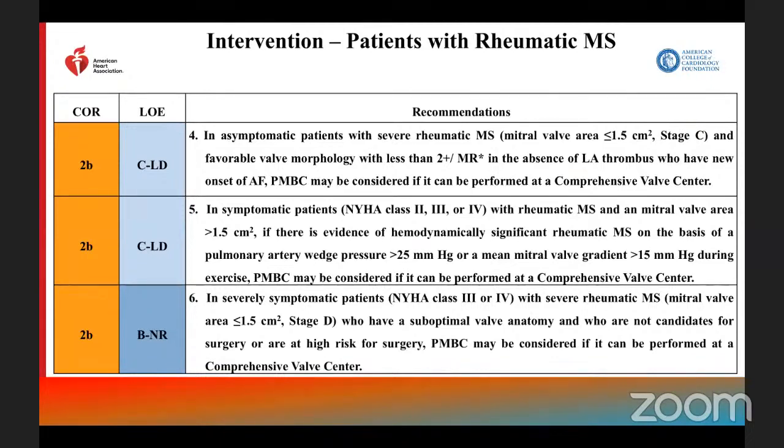In severely symptomatic patients with severe rheumatic MS who have a suboptimal valve anatomy and who are not a candidate for surgery or at high risk for surgery, percutaneous mitral balloon commissurotomy may be considered if it can be performed at a comprehensive valve center. It's class 2B as well.